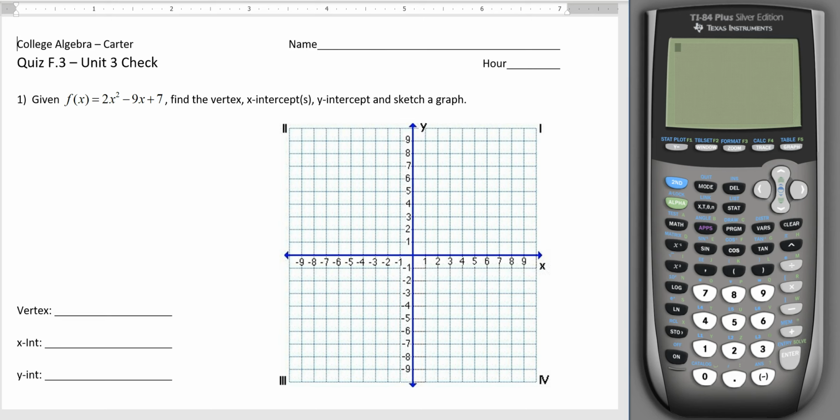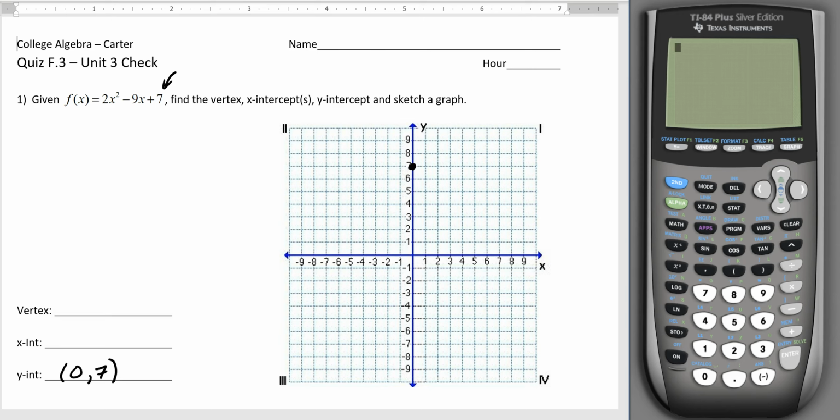So the only thing I would recommend doing without work is the y-intercept, which since this is in standard form, we know it's just that C term there, 0, 7. So we have that y-intercept of 0, 7. Now let's go ahead and try everything else.